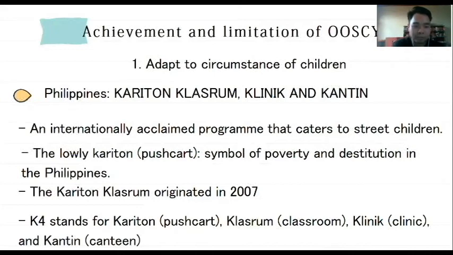accelerate education. It began in Cavite City in the province of Cavite as a 6-month-long weekly educational intervention initiative conducted among street children and out-of-school youth. It has also spread to underprivileged children in other areas of the country. The lowly kariton, known as pushcart, is the symbol of poverty and destitution in the Philippines.